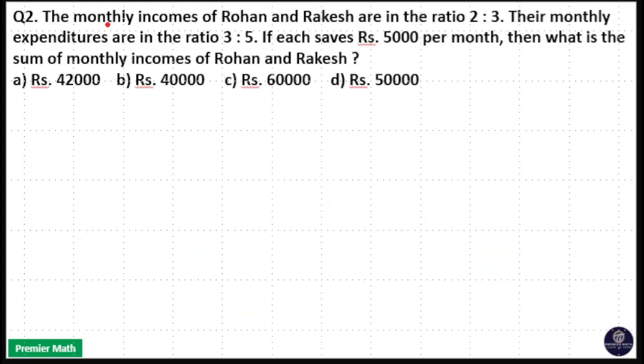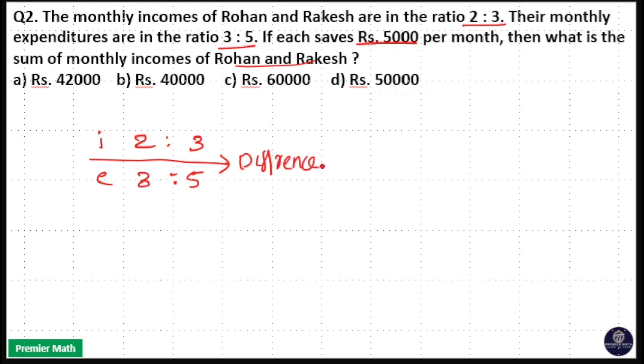Next is question number 2. The monthly incomes of Rohan and Rakesh are in the ratio 2:3. Their monthly expenditures are in the ratio 3:5. If each saves rupees 5,000 per month, then what is the sum of monthly income of Rohan and Rakesh? So income is in the ratio 2:3, expenditure is in the ratio 3:5. That means income minus expenditure is their savings. So, the difference between income and expenditure is savings, that is 5,000 rupees.